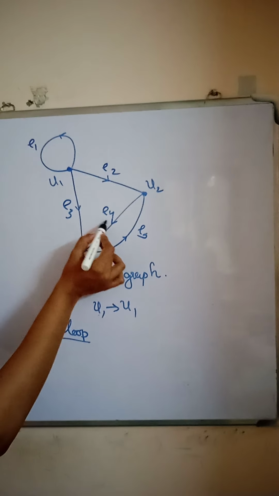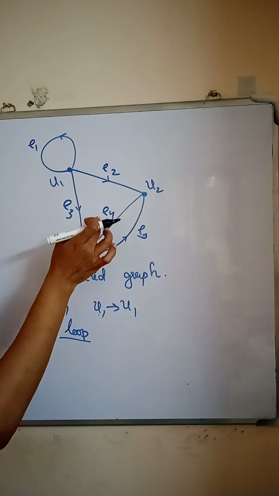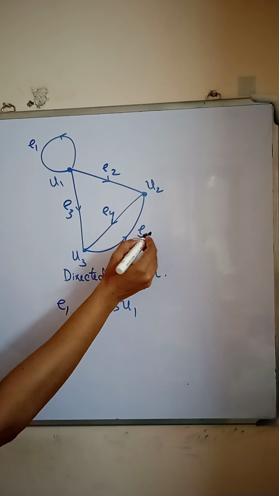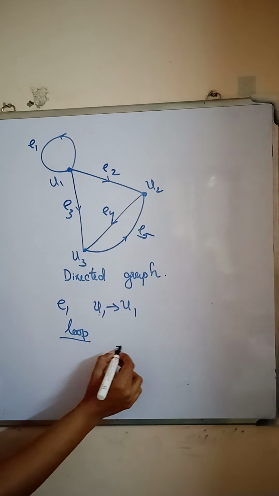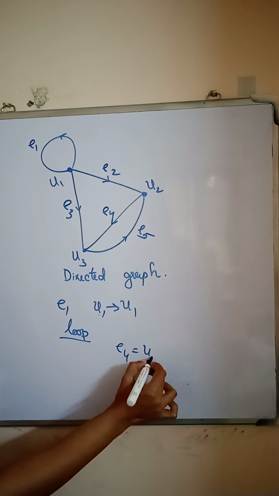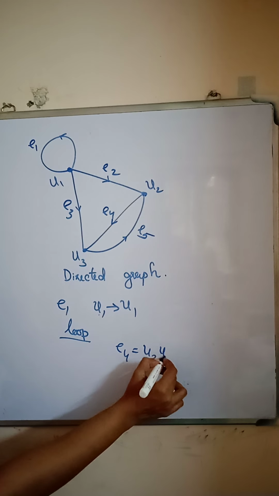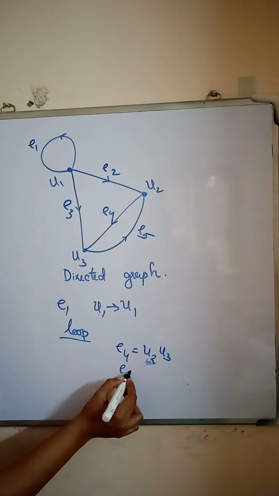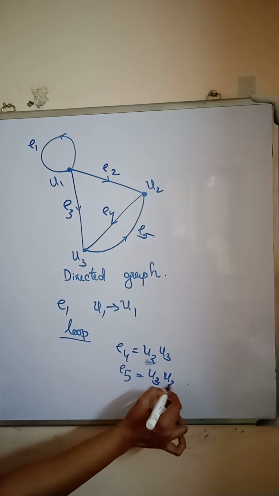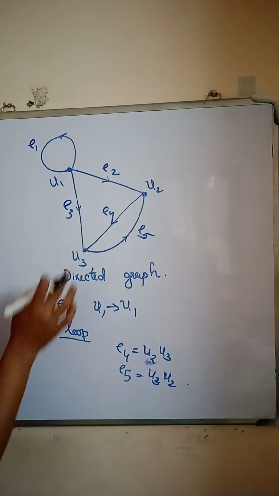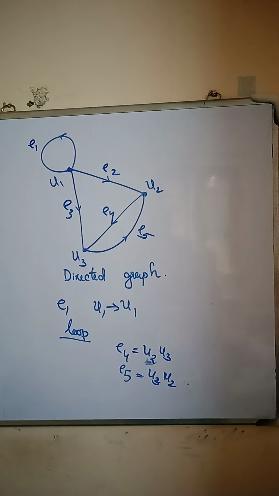Also, E4 and E5 are parallel edges because E4 and E5 have the same end vertices. E4 is equal to U2, U3, and E5 is also U2, U3. So since they have the same end vertices, the edges E4 and E5 are known as parallel edges.